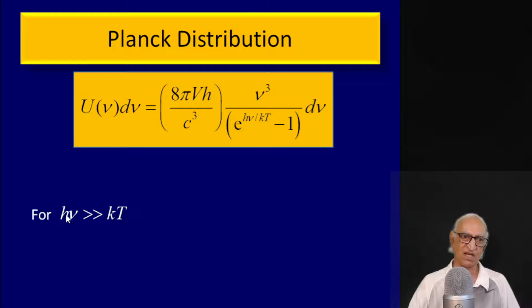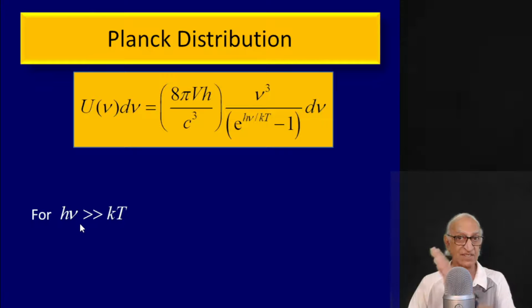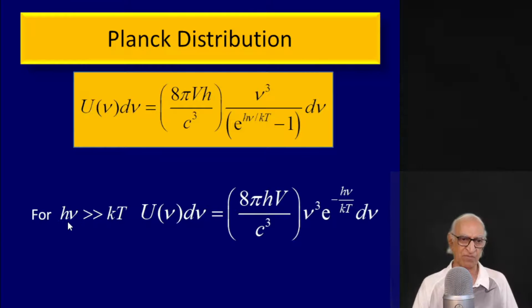So we can ask, what is the limiting form of this expression in the limit where h nu is much smaller than kT, which is the classical limit. But here I'm going to write down the limiting expression for h nu much greater than kT, which is the quantum limit. And the quantum limit of Planck's distribution is u nu d nu equals 8 pi h by c cubed, nu cubed, into e to the power minus h nu by kT, into d nu.